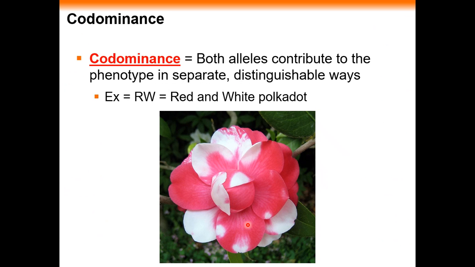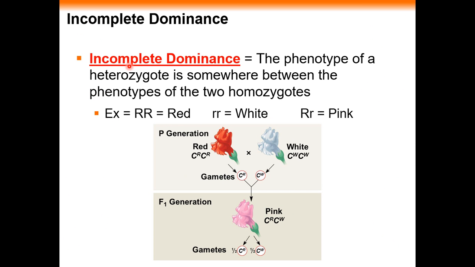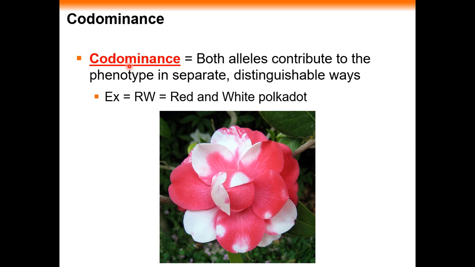Then there's something else called codominance, where both alleles are shown in their own distinguishable, separate way. So red and white don't make pink. Red and white make red and white polka dots, or they're shown in some way. They're not a blend where it's just pink. It's reds here and whites here, so they're both shown in their own way. That's codominance. They're both co-expressed. So, at incomplete dominance, red and white make pink. At codominance, red and white make red and white polka dots.